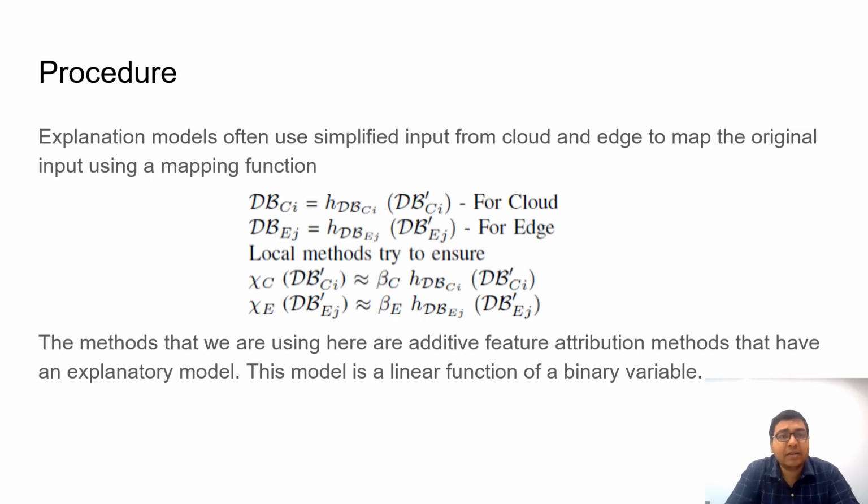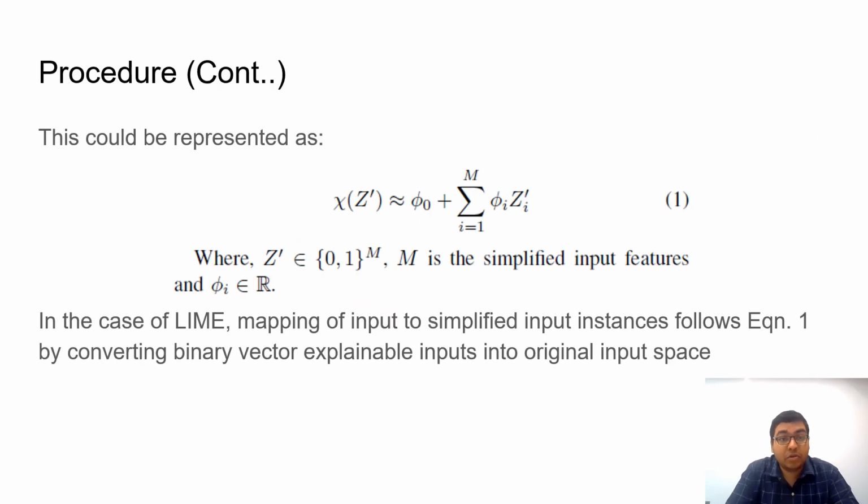So the procedure: here the explanation models often use simplified input from the cloud and edge to map to the original input using a mapping function. You can see the same thing in this particular equation. The methods that we are using here are additive feature attribution methods that have an explanatory model, and this model is a linear function of binary variables, and this can be represented as shown in equation 1.